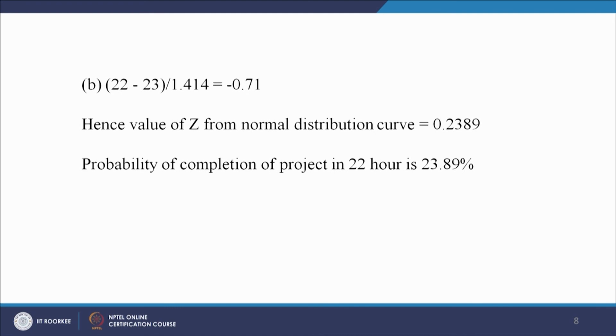So this way we can estimate the probability of completion of a project by fine tweaking our expected duration. As per our network we are getting 23 hours for completing the project. What if we try to increase the duration? What is the change in the probability? Or if we try to reduce the duration, what is the change in the probability? And accordingly we can take our decision.